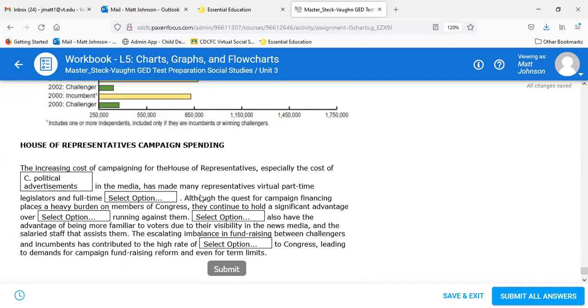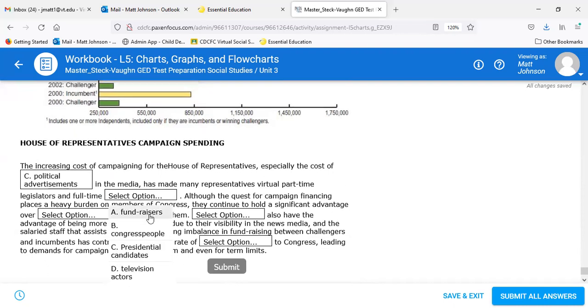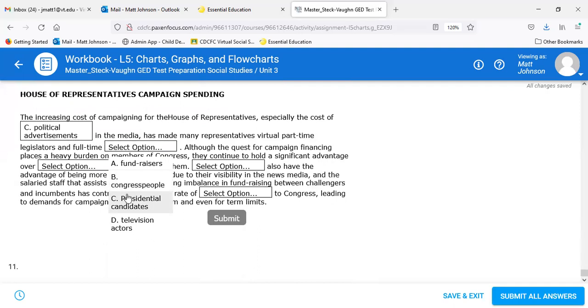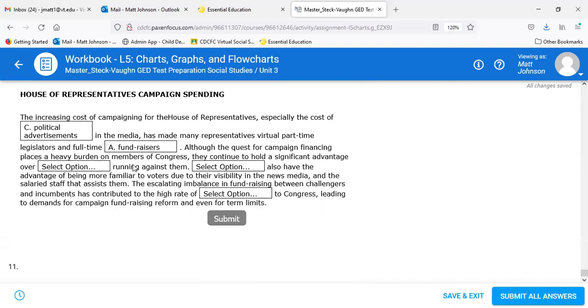media, has made many representatives virtual part-time legislators and full-time, Christiana? Full-time what? Fundraisers, congresspeople, presidential candidates, or television actors? Is it D or A? A. Yeah, you're on the right track, right? With television actors, they feel like that sometimes. But yeah, A, fundraisers. So it's implying that many representatives, virtual part-time legislators, are spending more time raising money than actually doing the job that they've been elected for. That's what that's implying there.